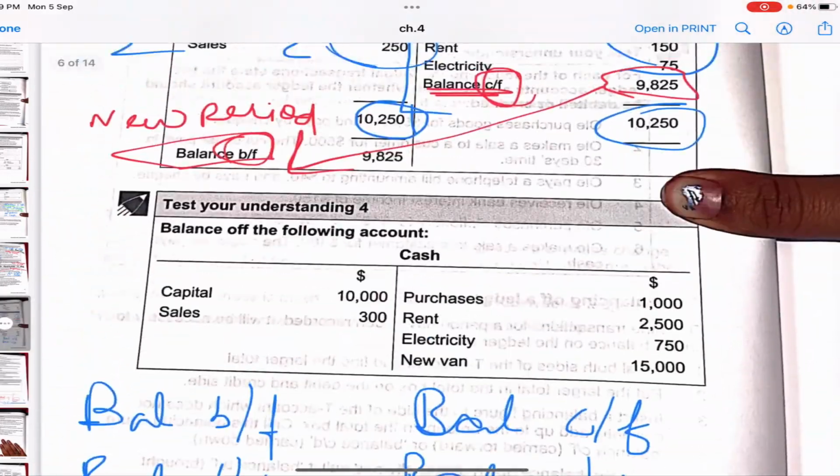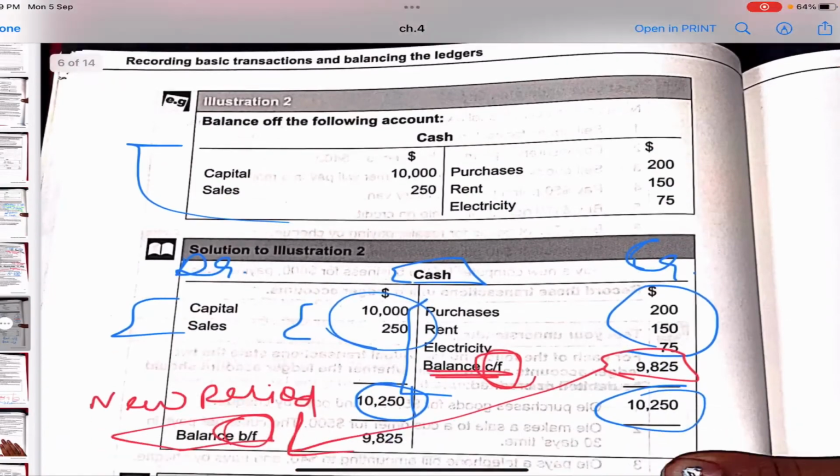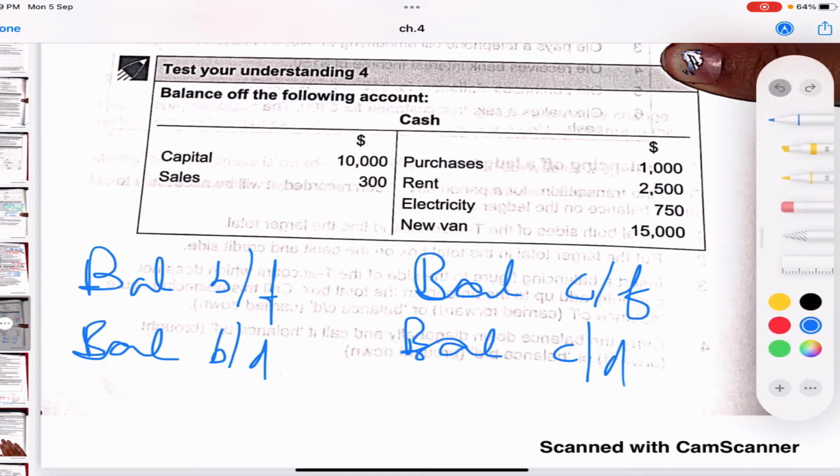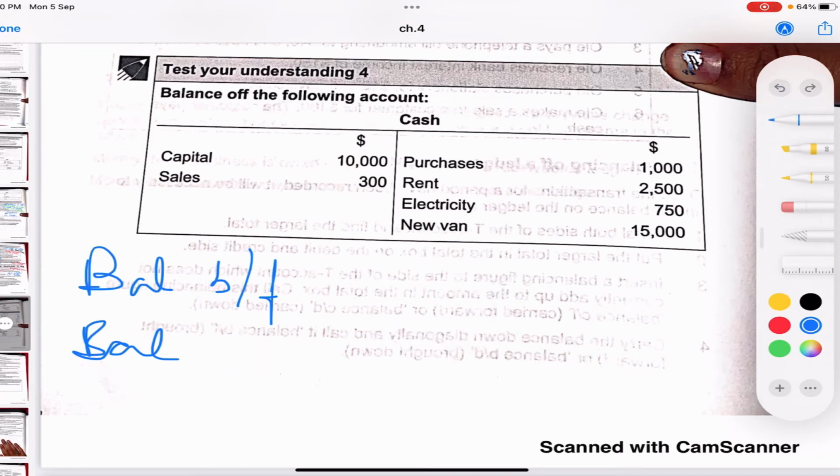Okay, now we are done with the illustration as well. Let's see the test of understanding for balance of the following account. Okay, we'll do it. So we need to balance this account. So start making a ledger for the same and start with the balancing, and I'll also make it, and then you can check it with mine. It's very easy. So let's start. So we have a cash account only again.